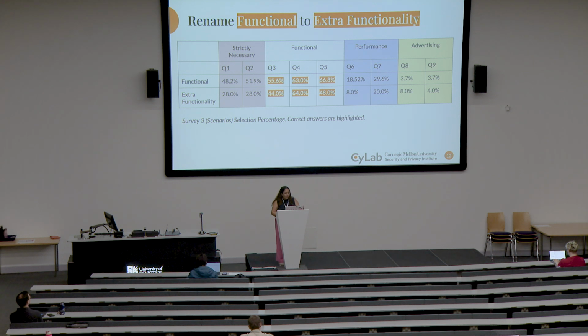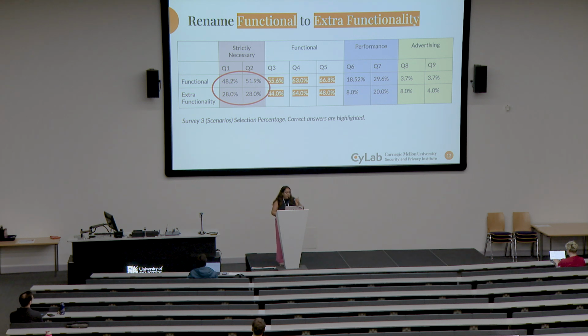And here in the first column, we're looking at how often participants chose functional and extra functionality as answers for the 9 scenario questions. So while we were looking at how often functional or extra functionality were chosen when they were the correct answer, so how often they were chosen for question 3, 4, and 5, we were also looking at how often they were chosen incorrectly. Here we noticed there was a big difference in how often functional was getting confused for a strictly necessary category than extra functionality.